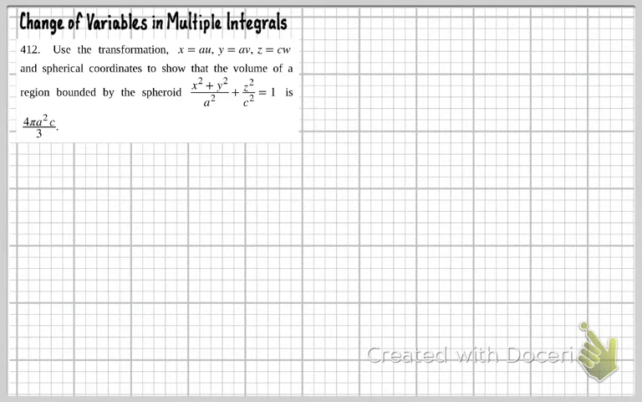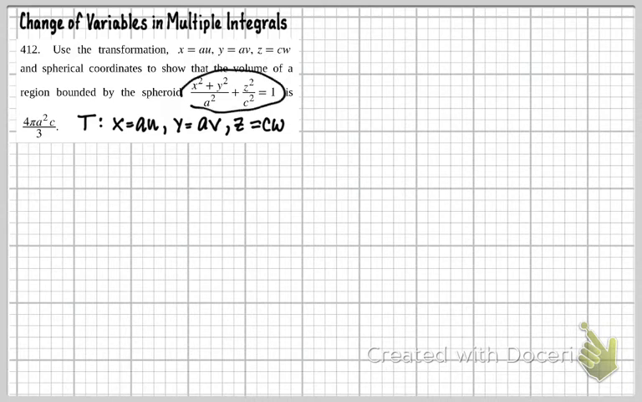So the first thing we want to talk about here is this transformation for x, y, and z. That transformation is x equals au, y equals av, and z equals cw. Now let's take this spheroid, so you can see the region we're actually dealing with. I'm going to rewrite that equation at the bottom here. It's x squared over a squared plus y squared over a squared plus z squared over c squared equals 1.